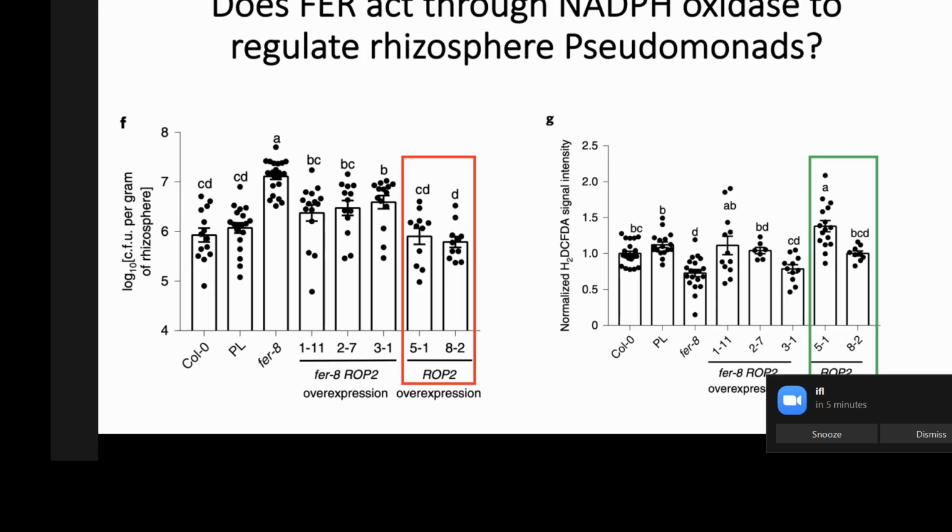So I guess, why would you compare it to the Columbia? This is probably just my own. Just because Columbia is the basic control for what a normal plant, quote unquote, normal plant would be looking like. So ROP2 was overexpressed in the Columbia background, presumably. Yeah. Okay. And you've got a wild type Feronia, right? Mm-hmm. So the control that it needs to be compared to is the wild type. Okay.